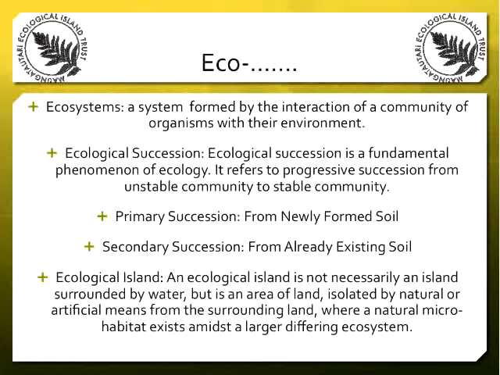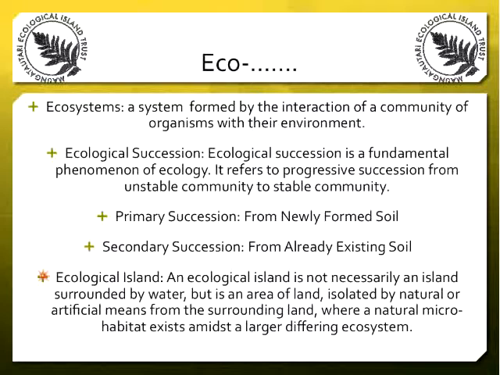Next, we talk a little bit about ecology. Ecosystems are a system formed by the interaction of a community of organisms with their environment. Ecological succession is a fundamental phenomenon of ecology. It refers to the progressive succession from an unstable community to a stable community. Then we talk about two types of succession. There's primary succession, which is from newly formed soil, and secondary succession from already existing soil.